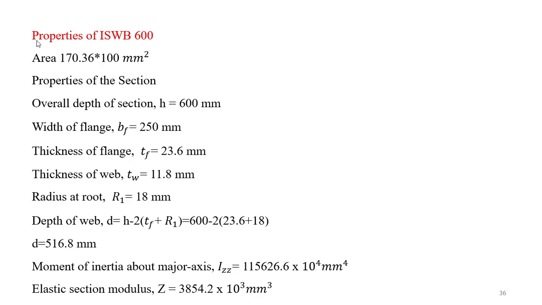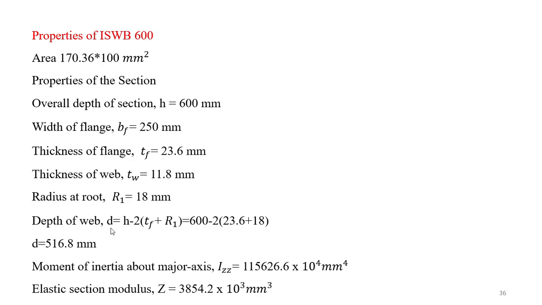These are the properties given in IS 800 table number 46. The area of the section is 140.36 into 1000 mm square, the overall depth H is 600, width of the flange 250, thickness of the flange 23.6, thickness of the web 11.8 mm. The root radius is the arc-shaped junction between the flange and web of the I section, and R1 is equal to 18 mm.